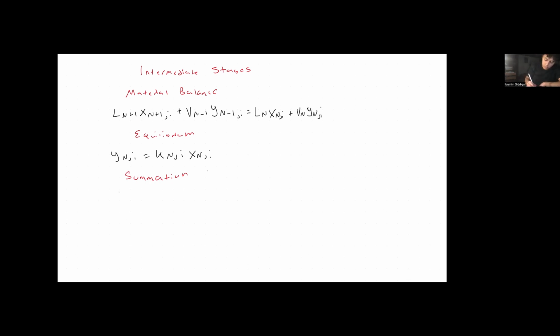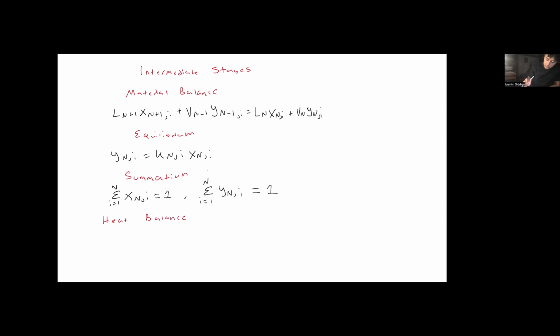So the summation over I equals 1 at stage n for our liquid composition at stage n at component I equals 1, and then a summation over I equals 1 at stage n for our vapor composition at stage n at component I, and then this is going to equal 1 as well. All right, so to end off our intermediates, again, we're going to do our heat balance.